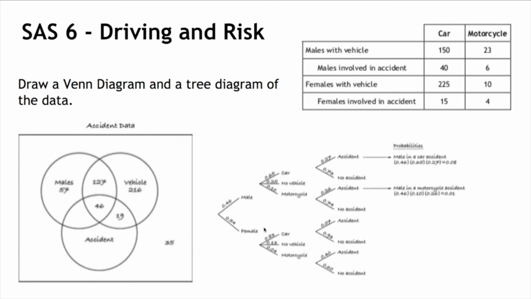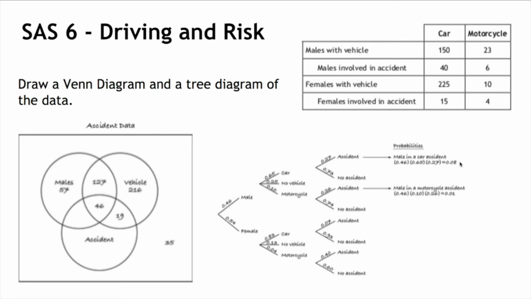Now, in a tree diagram, it's a little bit different. We look at the number of males with vehicles and the number of females with vehicles, or the number of males and females in the survey. 46% are male and 54% are female. We're going to go through this information. 65% have a car, 25% have no vehicle, and 10% have a motorcycle. And then of those with a car, 27% have an accident, 73% do not.